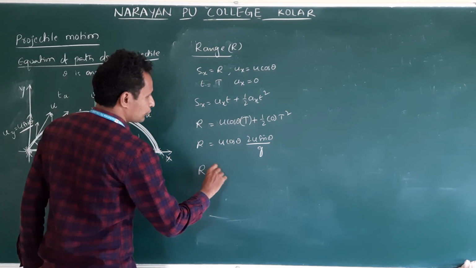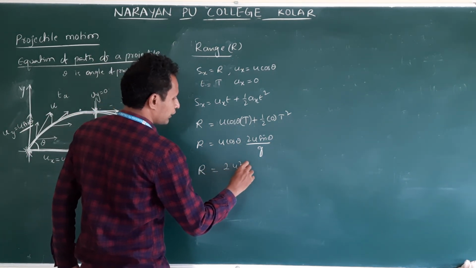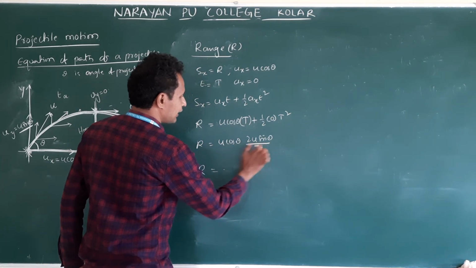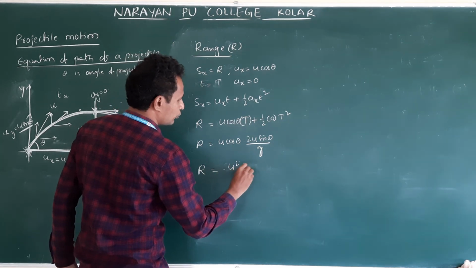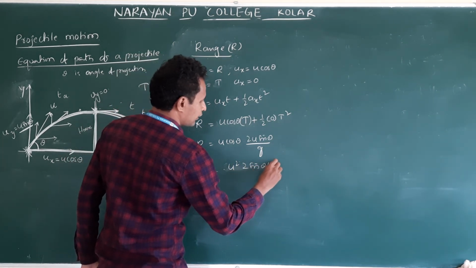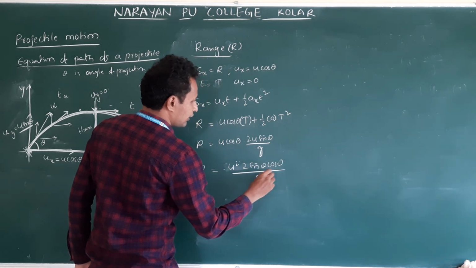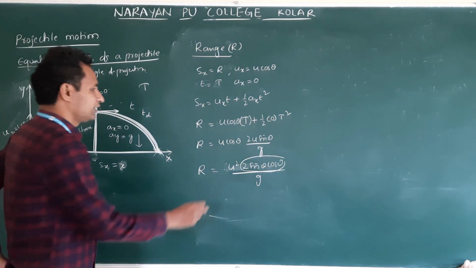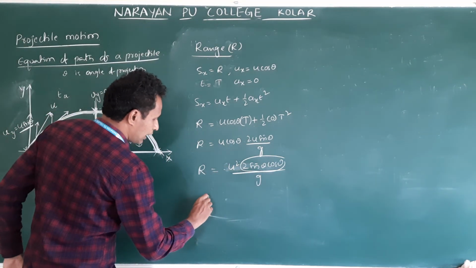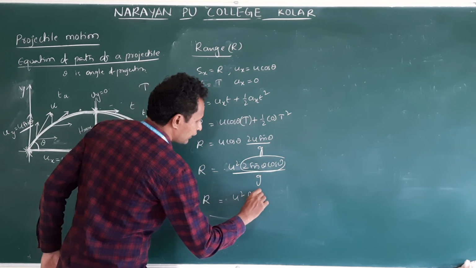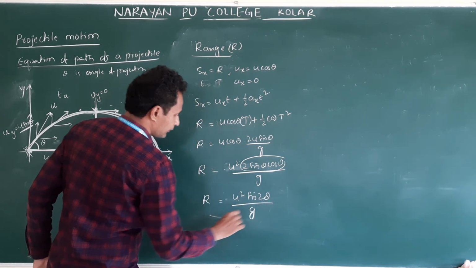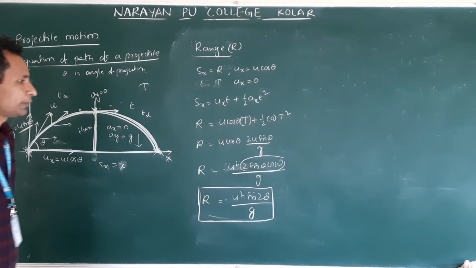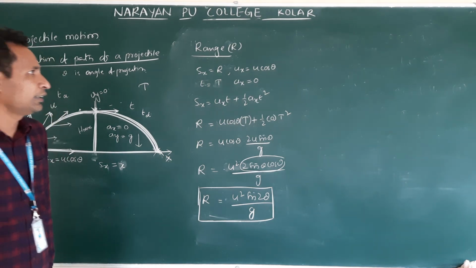Then this r is equal to u square. This we can write like this to understand. U square 2 sin theta cos theta by g. What is this? According to mathematics trigonometry, this is sin 2 theta. So r is equal to u square sin 2 theta by g. This is the range formula. Clear? This is range. Then we do have a question.